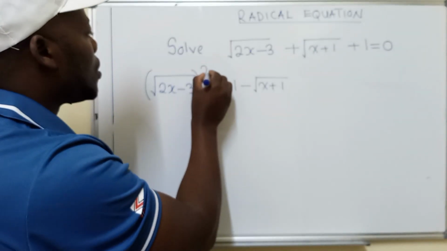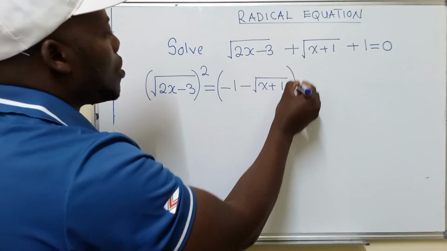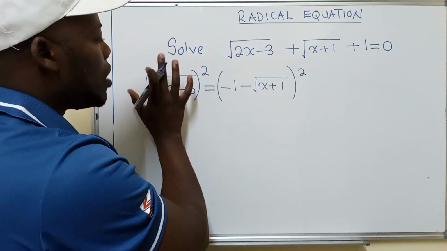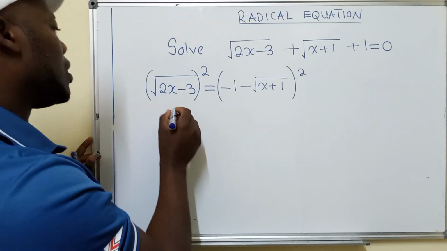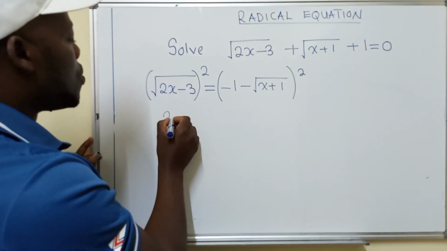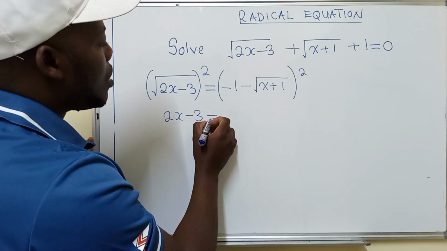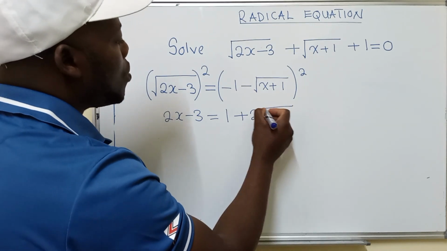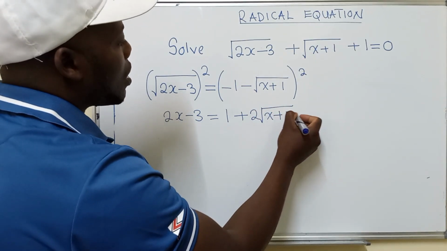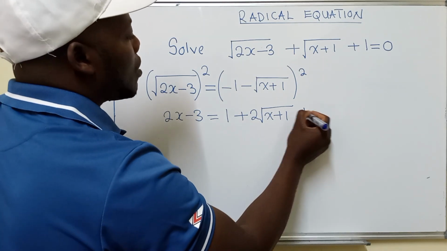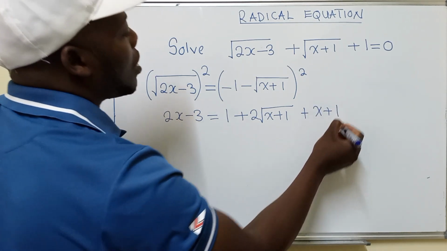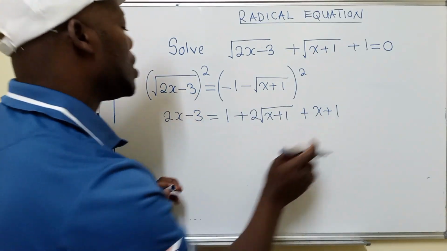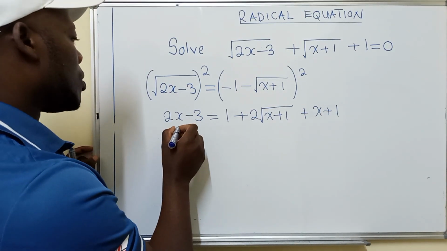We know that if we put power 2 here, it will get rid of the radical, okay? So what is done this side must also be done this side. So we shall have 2x minus 3 is equal to positive 1 plus 2 root of x plus 1 plus x plus 1. Okay, so here you just multiply this by itself, you get this. So now we group the like terms.